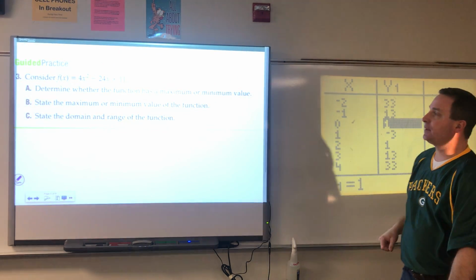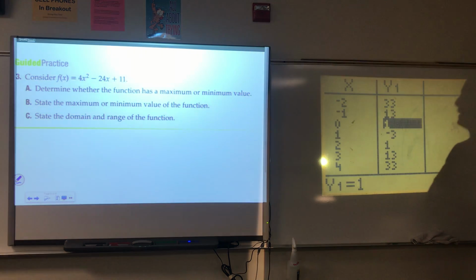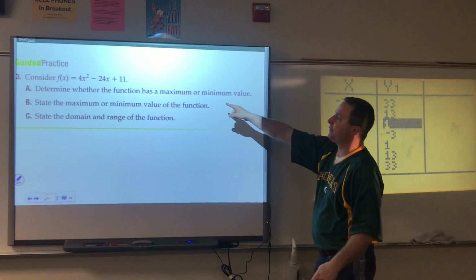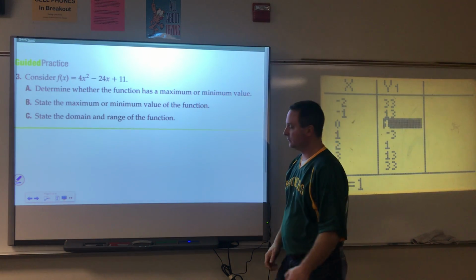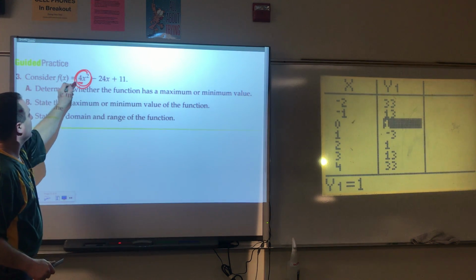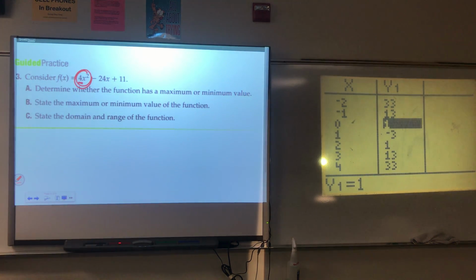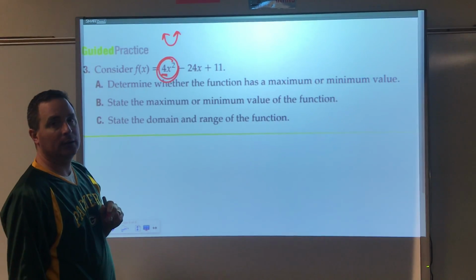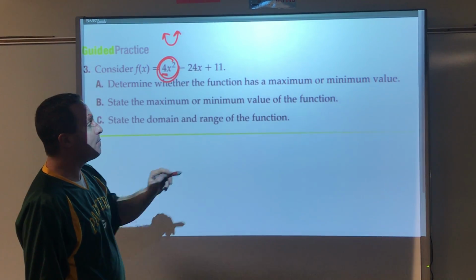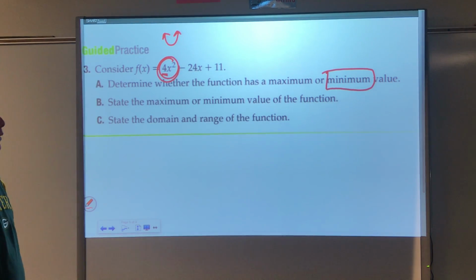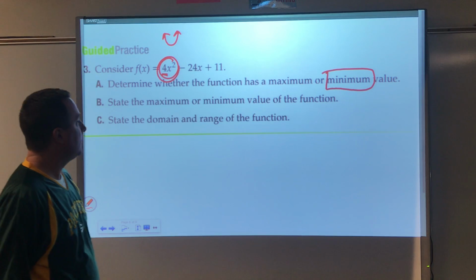Other problems, these are our last 2 here. Our other problems are not actually going to have you make the graph, they're just going to ask you a couple questions about it. Determine if this one has a maximum or minimum value. Well, if I look at the very first number, the A out here, the 4, is it positive or negative? It's a positive 4. A positive 4 means the parabola is going to open up, and that means it's going to have a minimum value.